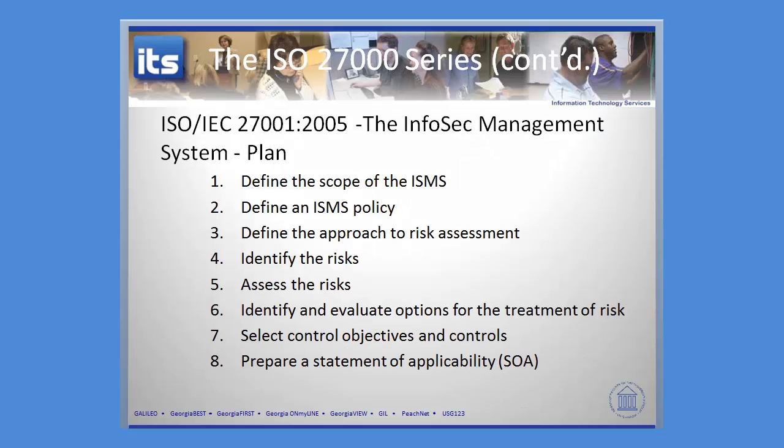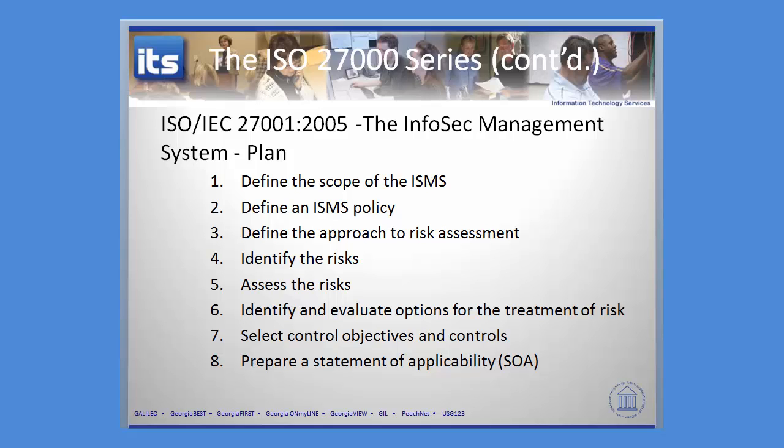During the plan, you're going to define the scope of the InfoSec management system, define your policy that governs that InfoSec management system, and define approaches to risk assessment. How are you going to go out? Are you going to do business impact analysis? What approach? Are you going to do a SWOT analysis? What's your approach to risk assessment? Identify those risks, assess them, and then evaluate options for the treatment of the risk. Wow, this is starting to sound like your final a little bit, isn't it? So look at what the options are, do some assessment of those options by some criteria, some analysis.